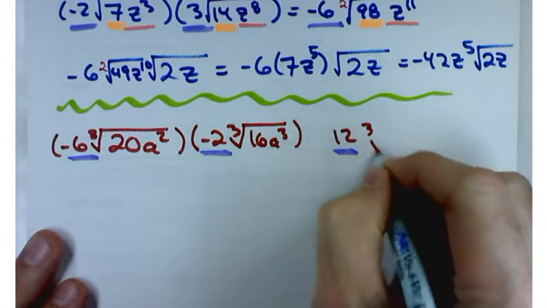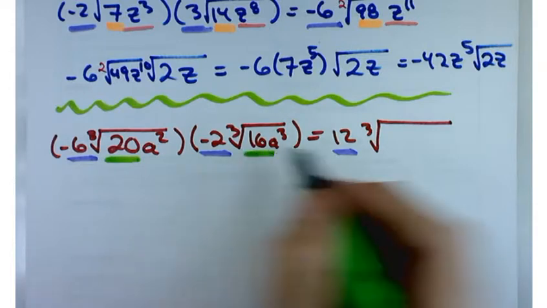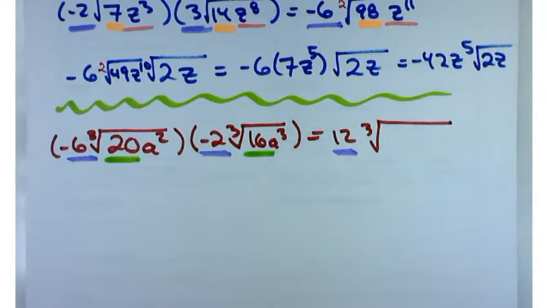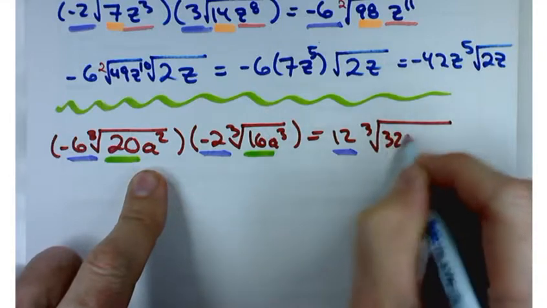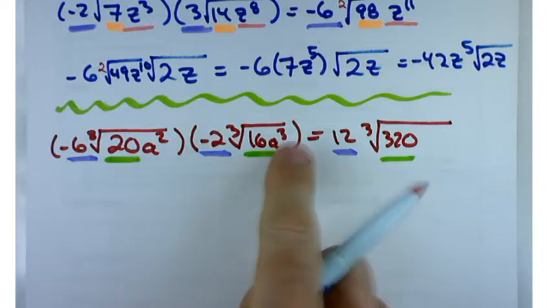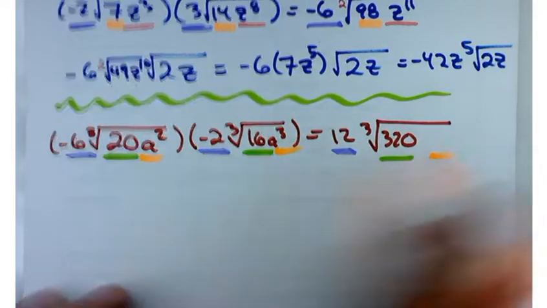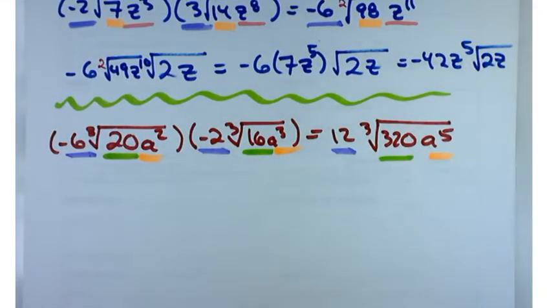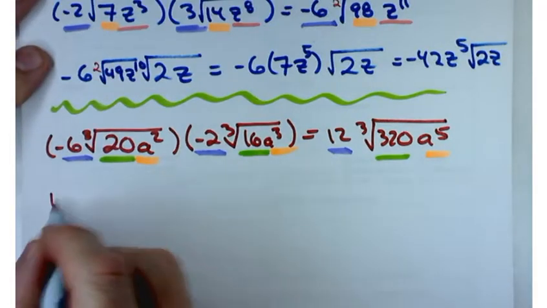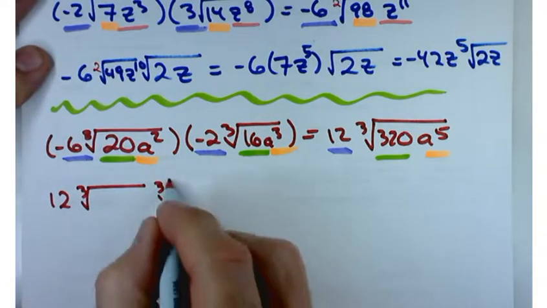And then I'll have a cube root of a couple things. And the first one would be 20 times 16. 20 times 16 is 320. And a to the second times a to the third would be a to what power? A to the 5th. So there, a to the 5th. Now, kind of like the last one, I want to break this up into a couple different radicals of a 12 and the cube root of something times the cube root of something else.